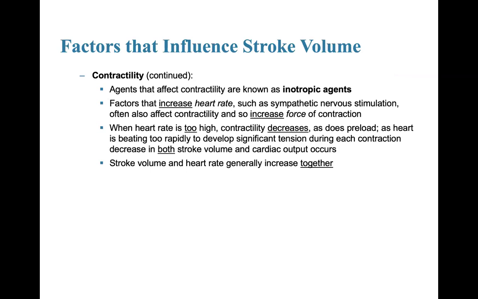Factors that increase the heart rate, such as sympathetic nervous stimulation, often also affect contractility and so increase the force of the contraction. When the heart rate is too high, contractility decreases, as does the preload, as the heart is beating too rapidly to develop significant tension during each contraction, and a decrease in both the stroke volume and the cardiac output occurs. Stroke volume and the heart rate generally will increase together.